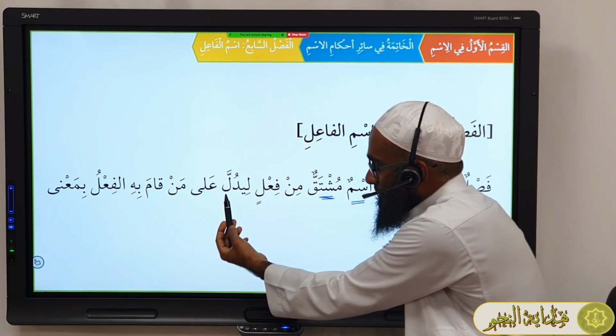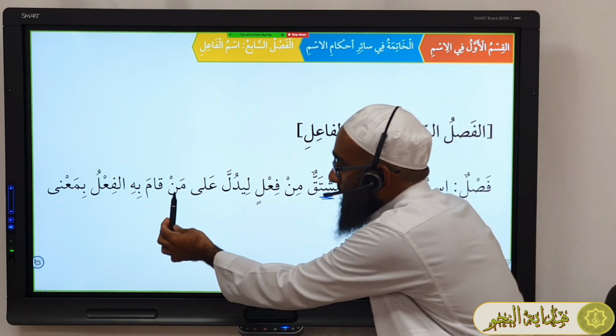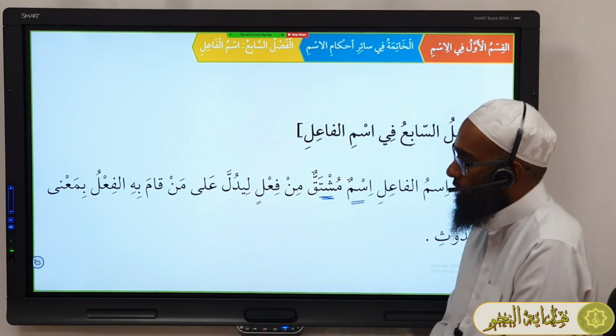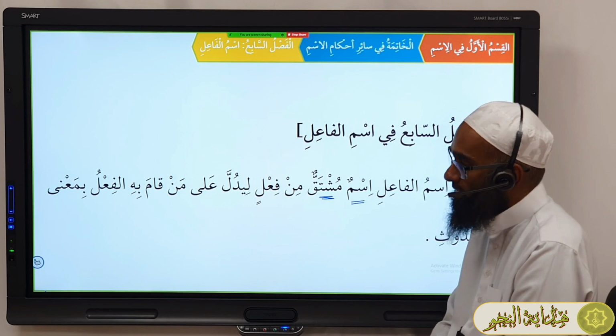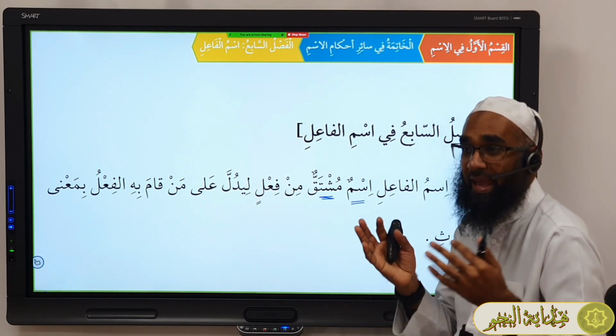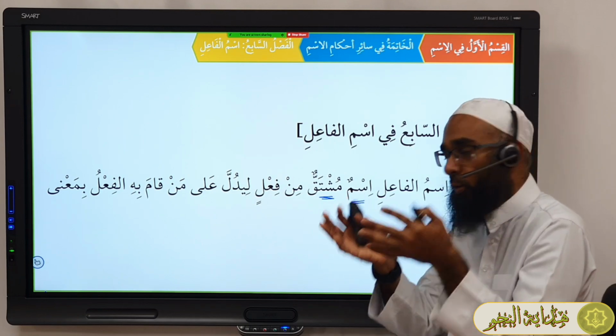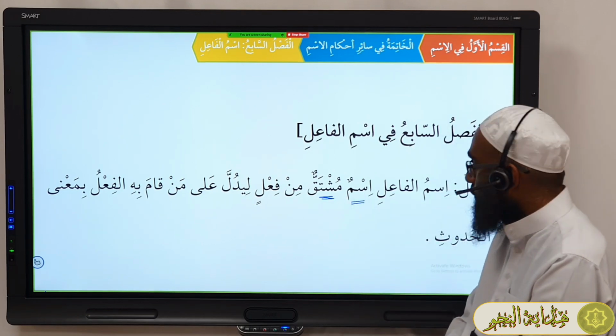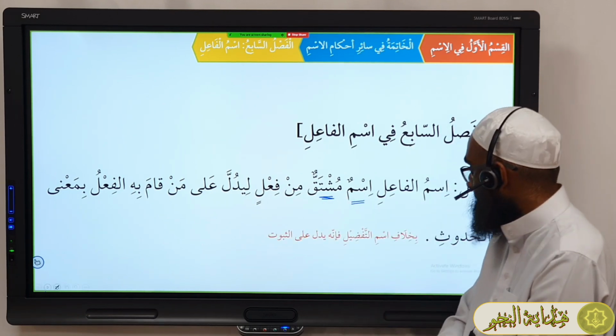ليدل, to show, to imply, to denote, على من قام به الفعل. To show with whom the verb stands, who the verb stands with or exists with, meaning the person who's carrying out the action. بمعنى الحدوث, in a huduth aspect.